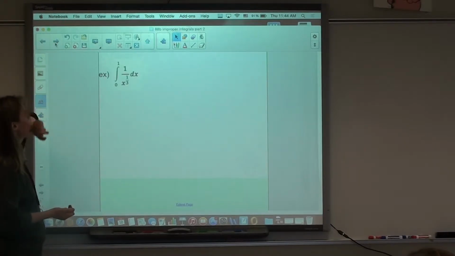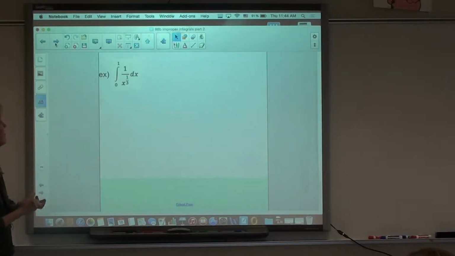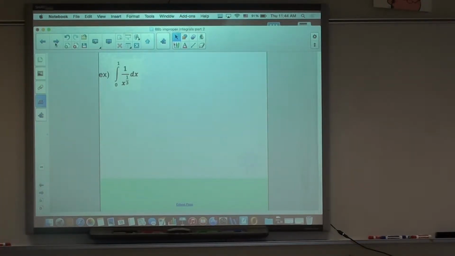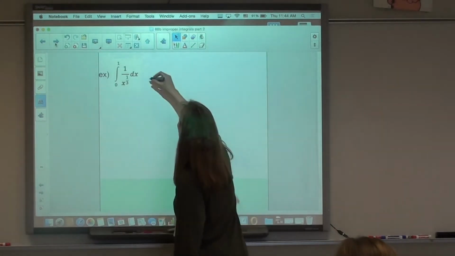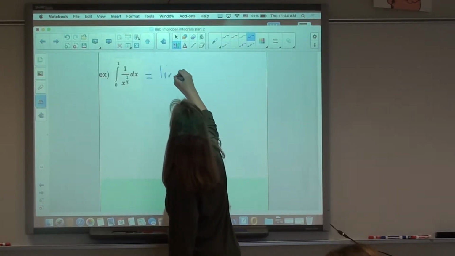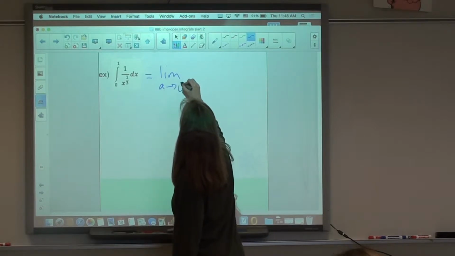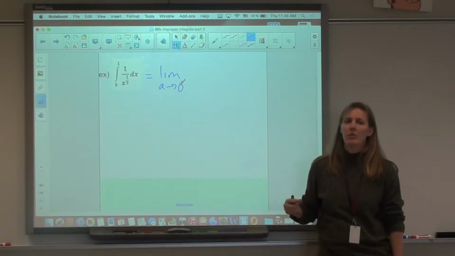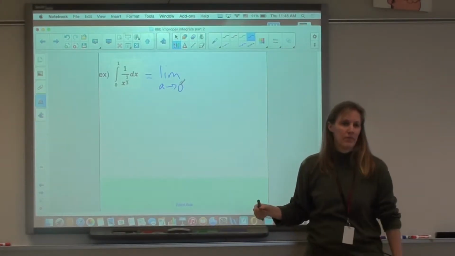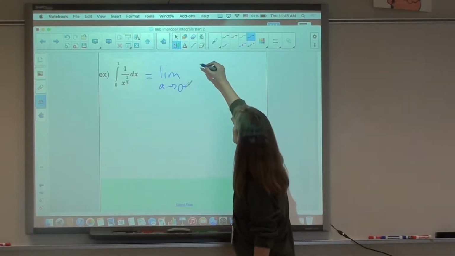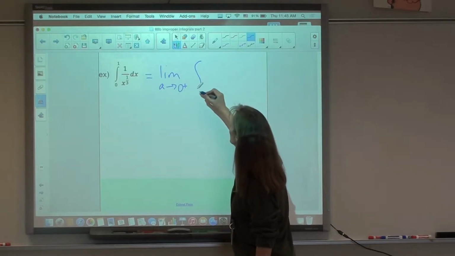All right. So, first one, where is the vertical asymptote for this problem? At x equals 0, right? So it's at the lower limit. So we are going to rewrite this as the limit as a approaches 0. Since it's the lower limit, or the left-hand limit, are we going to approach it from the left or from the right? From the right. So we put a little plus there. All right. So we have the limit of the integral from a to 1.